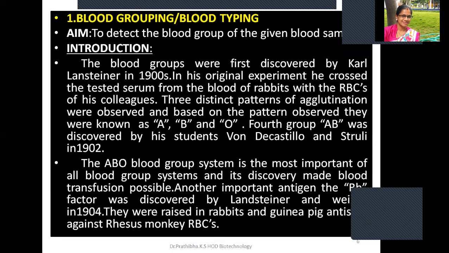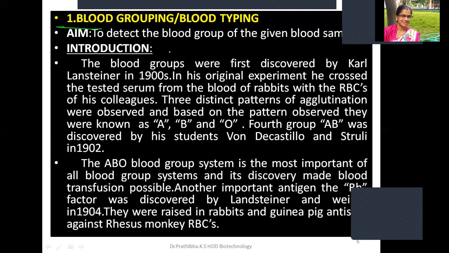Now this is very important. Till now we went through only the introduction part. Now this is about the blood grouping or blood typing experiment. In your observation book you can write the title of this experiment. Title is blood grouping or blood typing. What is the aim of the experiment? Write down the aim: to detect the blood group of the given blood sample.